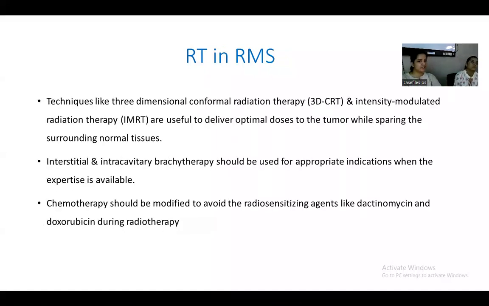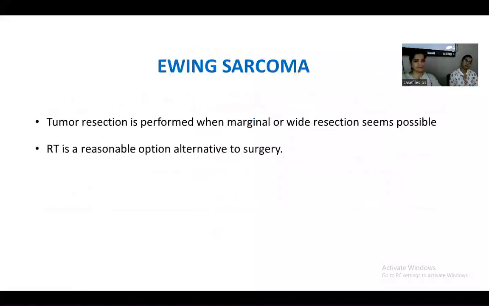Techniques like three-dimensional conformal radiation therapy and intensity modulated radiation therapy are used to deliver an optimal dose to the tumor while sparing the surrounding normal tissues. Interstitial or intracavitary brachytherapy can be used whenever expertise is available. Chemotherapy should be modified to avoid the radiosensitizing agents such as dactinomycin and doxorubicin, which are used in the management of RMS. Now coming to the Ewing sarcoma.